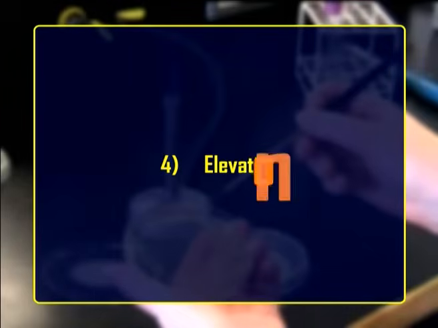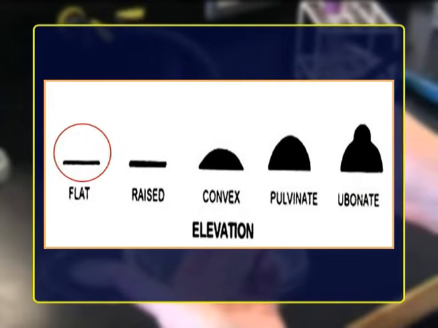Next is elevation, a cultural characteristic in nutrient agar plates. The degree to which the colony growth is raised on the agar surface is described as flat, raised, convex, or ambonate. Flat, a type of elevation in nutrient agar plates: elevation is not discernible. Raised, a type of elevation in nutrient agar plates that is slightly elevated.